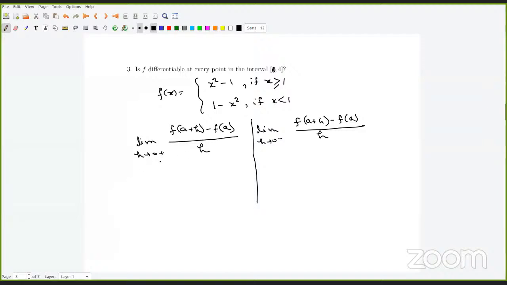Can you check what is the right hand limit first for this function? At x equal to 1, a equal to 1. I am asking about this point x equal to 1, what is the right hand derivative? I want you to just calculate it. Everyone do the calculation. h square plus 2h. It's 2. And the left side is minus 2.